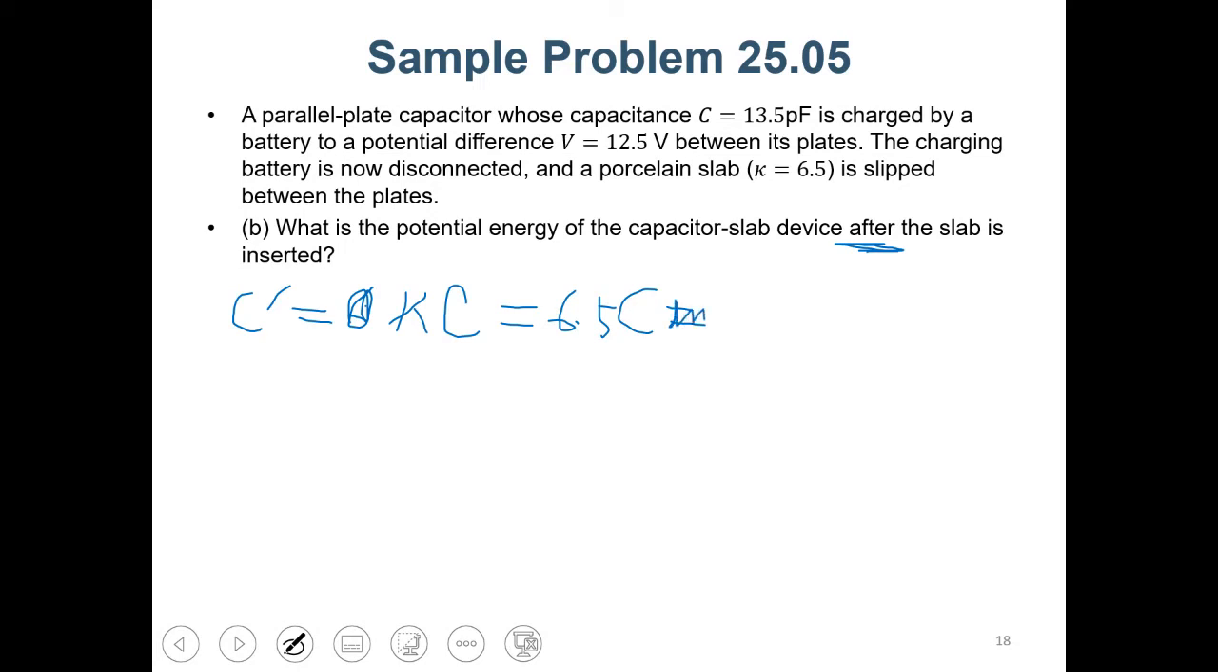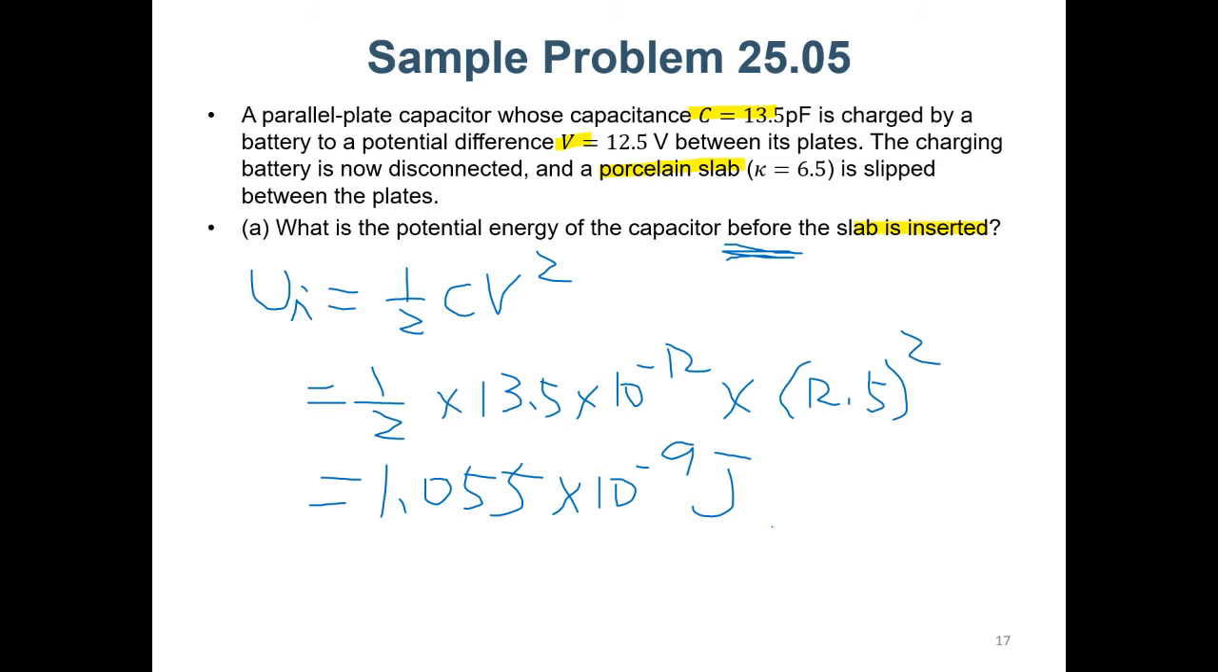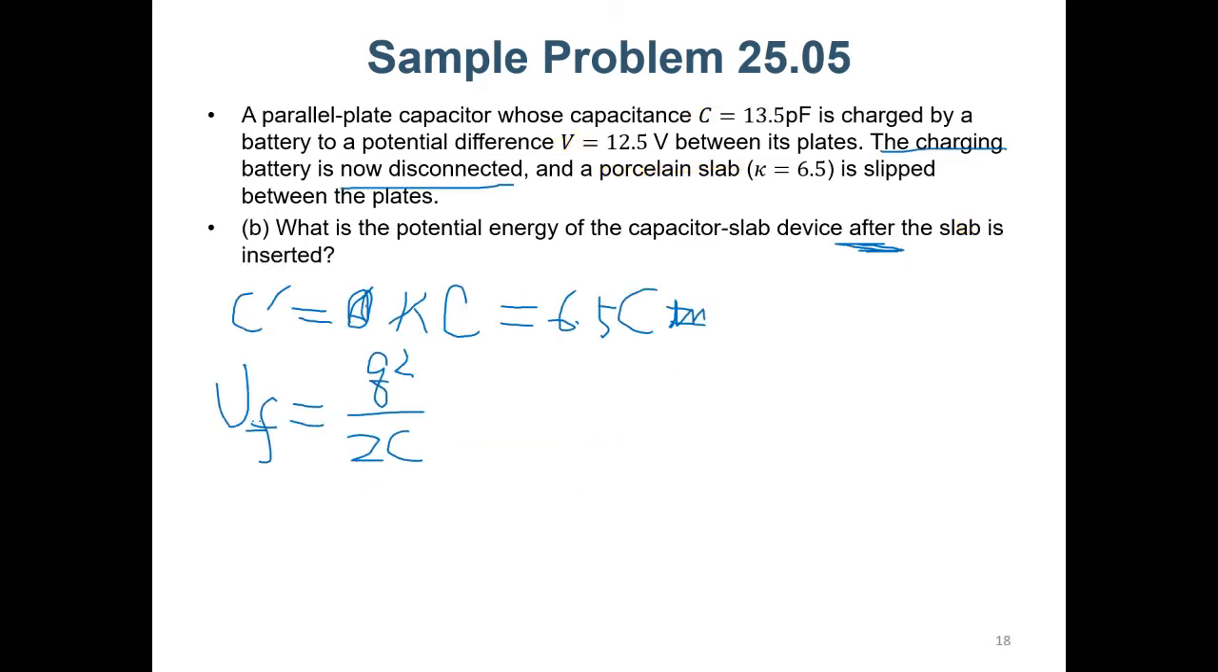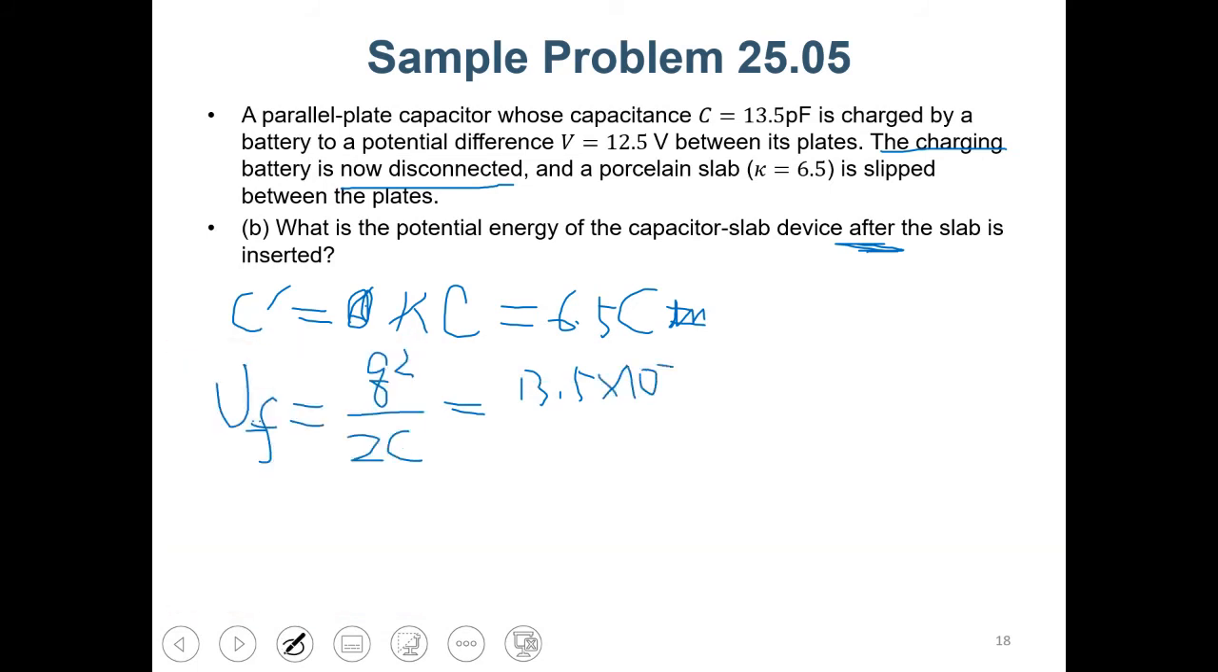We don't calculate it here. So UF is Q squared over 2C prime. Yeah, because in this case, it tells you that the charging battery is now disconnected. So the charge remains the same, but the voltage will change. If you use 1/2 C prime V squared, you get the wrong answer because the voltage should have changed. So here Q would be 13.5 times 10 to minus 12 times 12.5, which is the original charge, and the charge at this moment doesn't change. So over 2C prime.